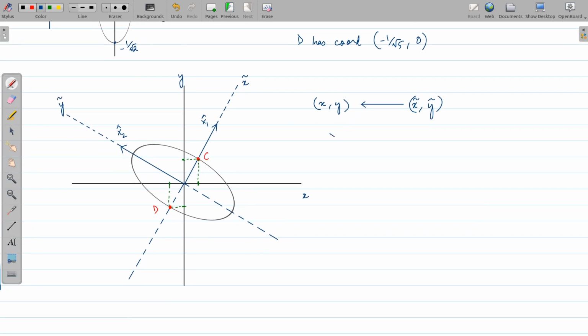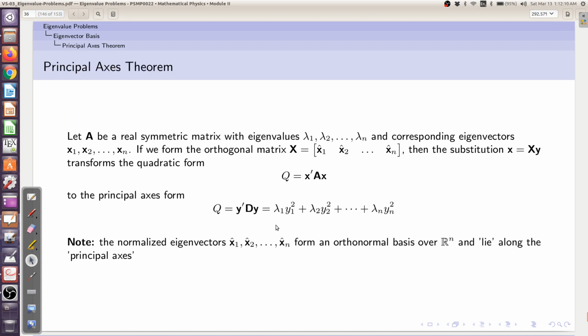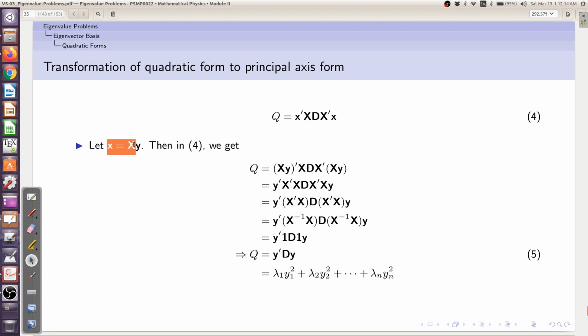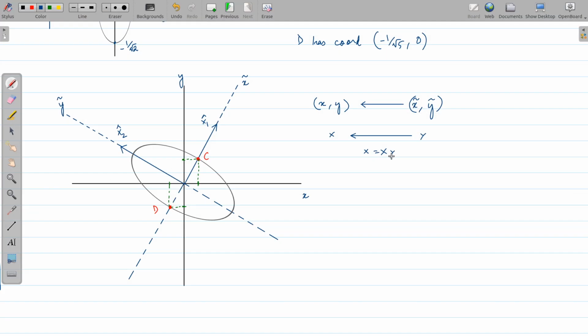So how do we do that? Let's say in this coordinate system the vector is x, and in this coordinate system the vector is y. We want to undergo this transformation from vector y to vector x, and to do that we can use the relation x is equal to capital X y, which is there in one of the slides. This is how you do the transformation. So we can use this.